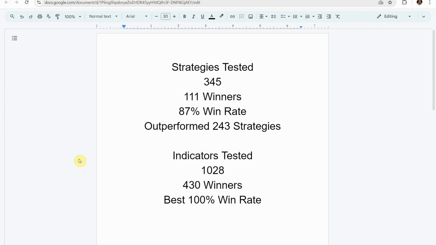Alright, as I said, today we will be testing a crypto scalping strategy. Before we do though, I wanted to put the testing scoreboard up for everyone to see. So to date, we have tested a total of 345 different strategies, with 111 of them being winners. The best one so far was able to achieve an 87% win rate. That was achieved using the Academy of Forex indicator. And so far, since we've been keeping track, it has outperformed 243 of the other strategies and indicators that we have put it up against, every single one so far. We've also tested a total of 1,028 indicators, with 430 of them being winners.